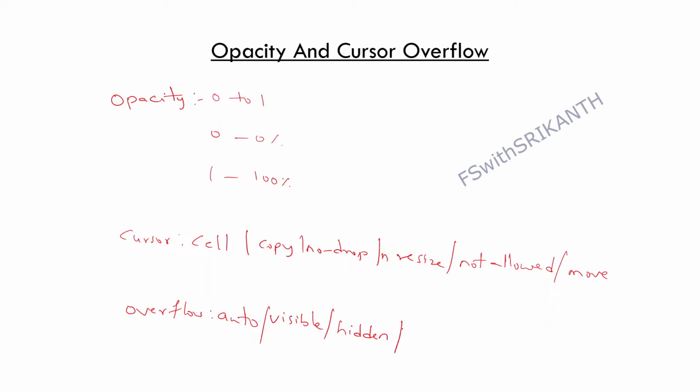What does hidden do? When the element's content goes over the width and height, the content that crosses the width and height is not visible with the help of the hidden value. And visible means the overflow shows the entire content. The next one is scroll. So we will check all these properties with a real-time example.